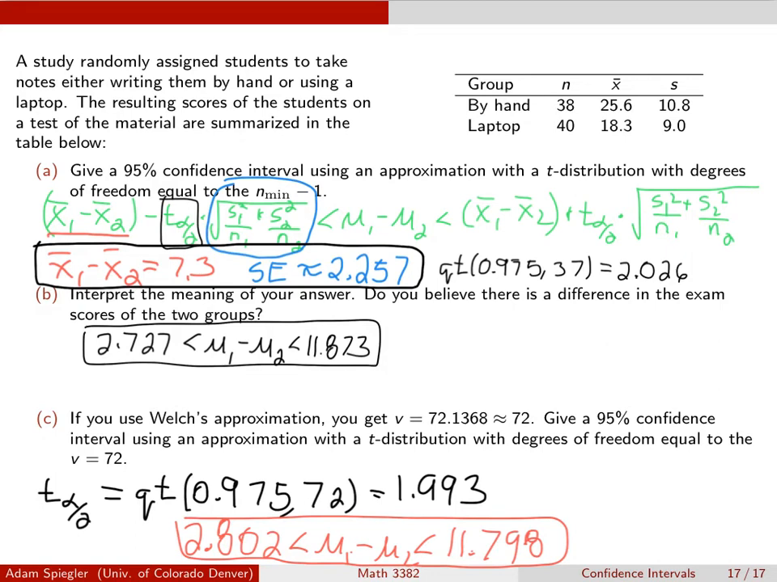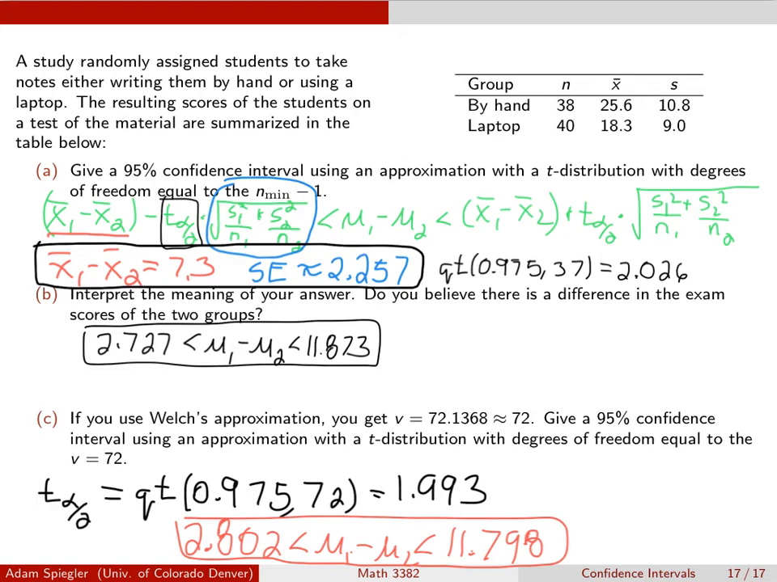So at the end of the day, we're not losing too much by making this assumption that let's just pick the degrees of freedom to be the smaller of the two. But if you want to be more precise, then you certainly can use Welch's formula.